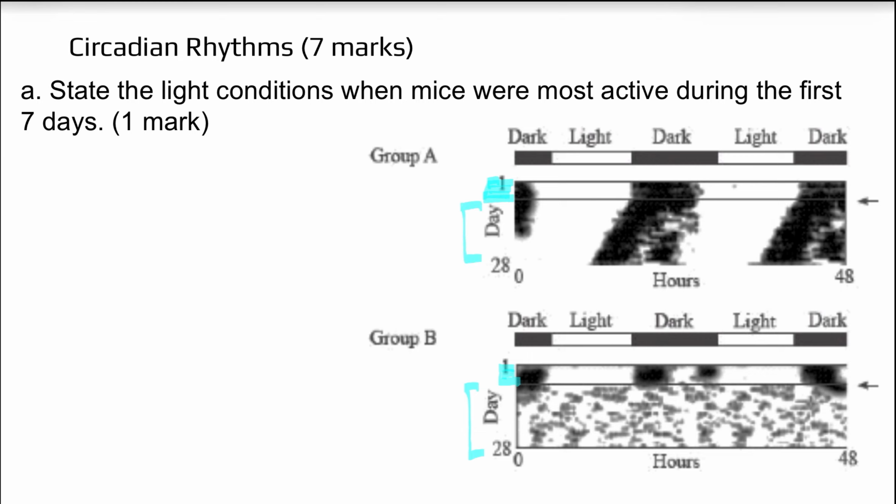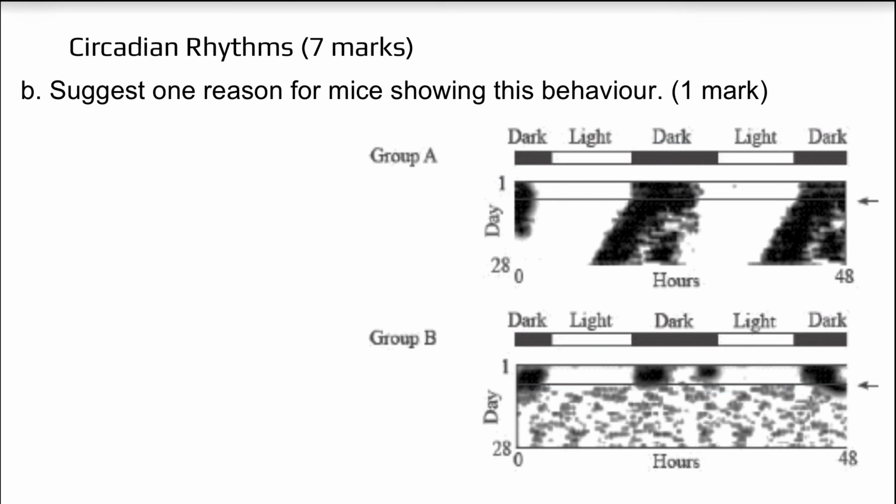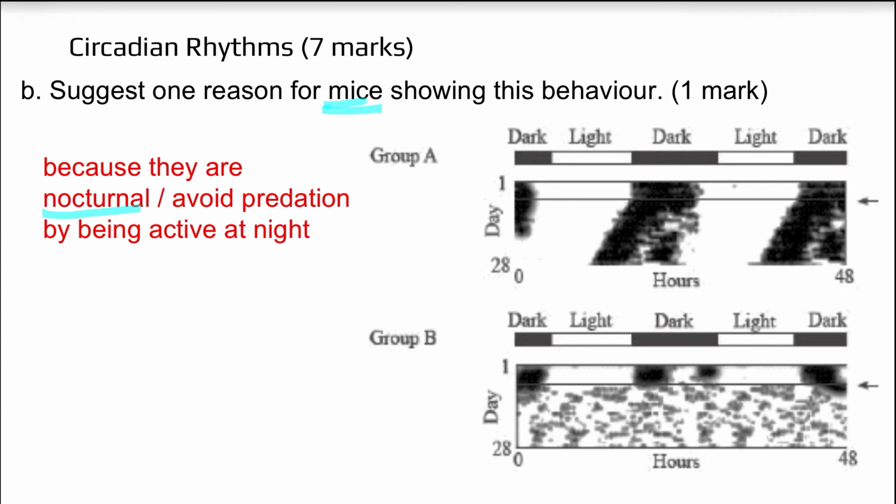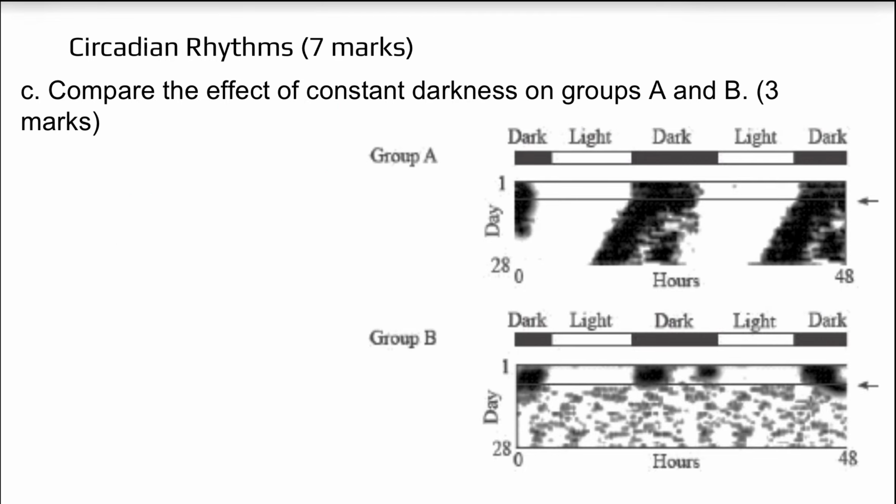State the light condition where mice were most active during the first 7 days. So we will look at this part for both graphs. They are more active, so these patterns show activity. They are more active in dark. So just one reason: when the mice are active in dark, they are nocturnal, and that is one mark.